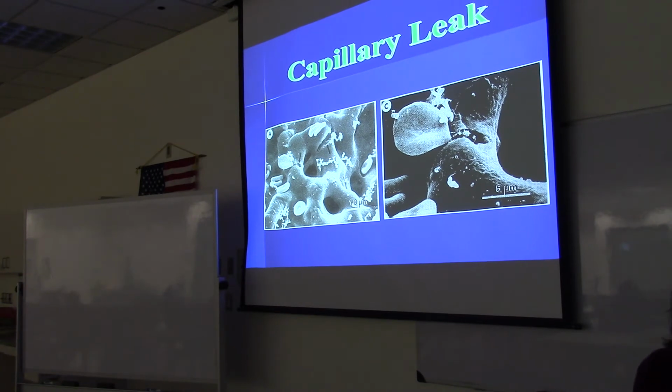This is an electron microscope picture, and you can see rupture. You see red blood cells coming through the breaks in the alveolar membrane. And here's a capillary with a break, and you see the red blood cell coming out of the capillary.